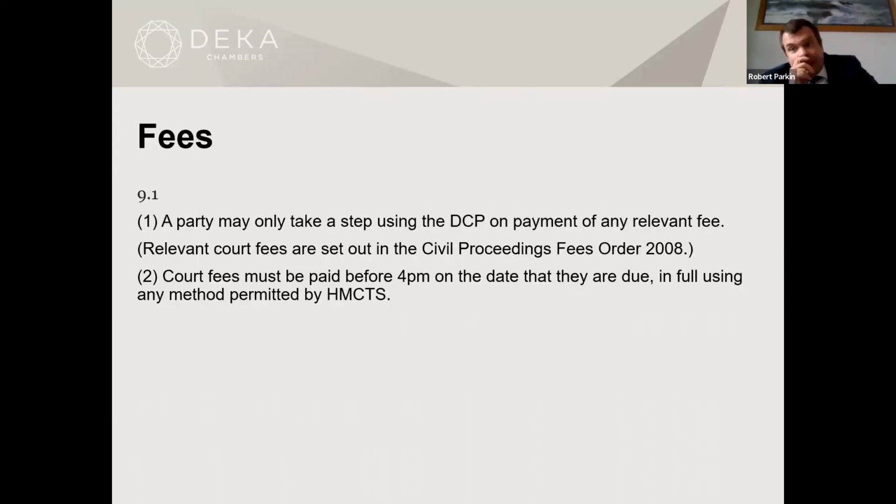Last point on the rules, and I mean the last point on the rules, fees. A party can only take a step using the DCP on payment of the relevant fee, and it must be paid by 4 p.m. on the date it's due. So, fairly self-explanatory. The only obvious area is the issue fee, one would think. There could be certain other fees that apply. You have to pay that using an approved system through DCP for a step which requires a fee to be effective.